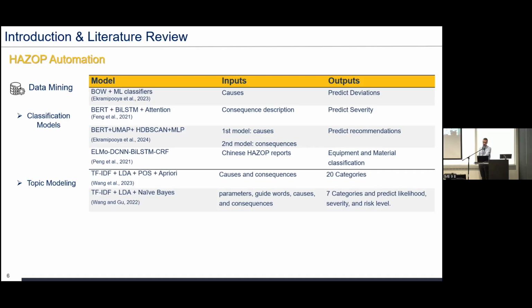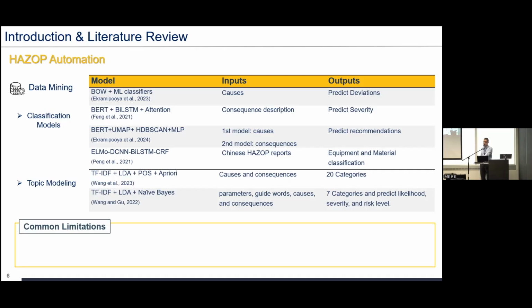However, these models have some common limitations. For example, they partially automate some specific aspects of HAZOP elements in the reports and ignore others. Also, they are missing node-based clustering and hazard prioritization.